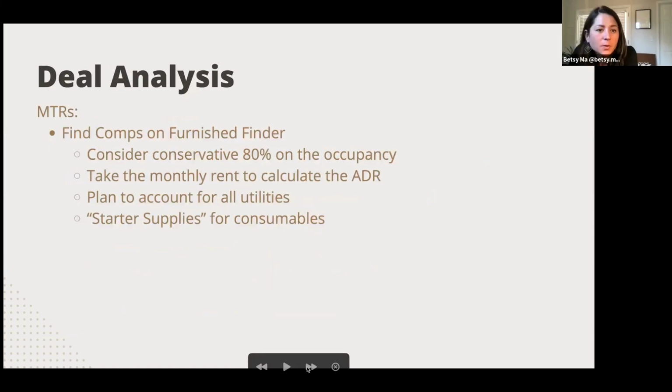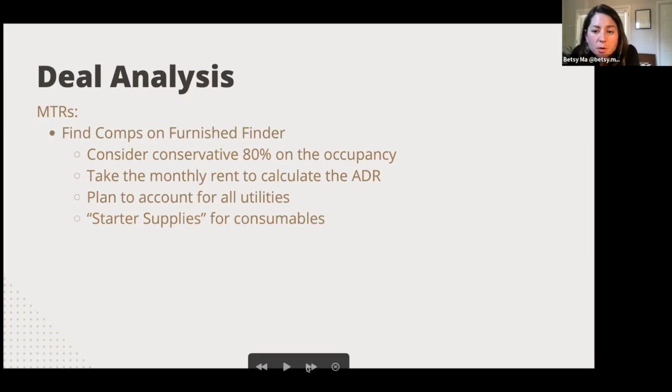And so you can find comps for midterm rentals on Furnish Finder. You want to be a little bit conservative on the occupancy. You basically go to their owner dashboard, if I'm not mistaken with the term. They have a whole owner section where you can see what the activity is on Furnish Finder and the interest in a market.